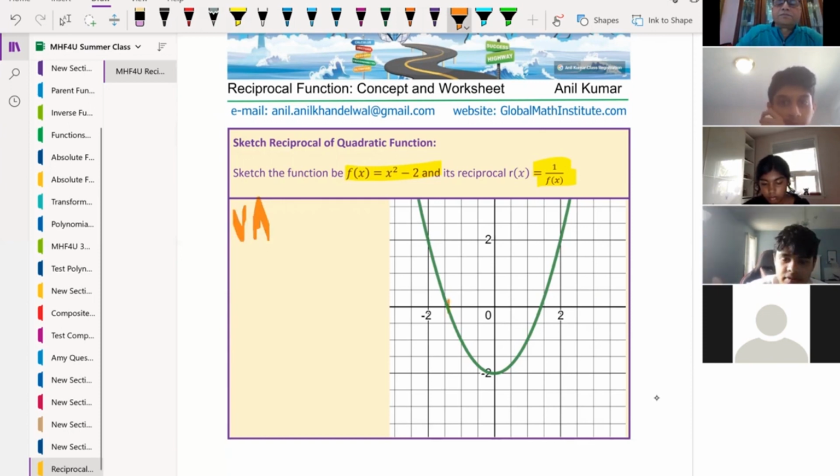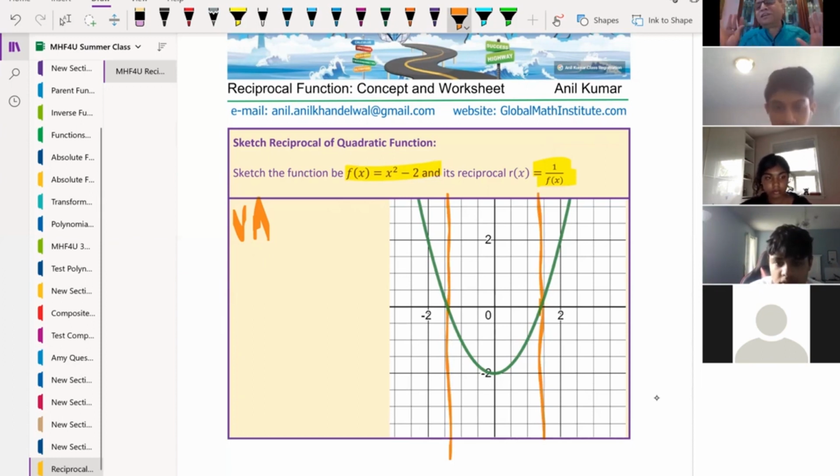Vertical asymptotes. So one would be on the left side, one would be on the right side. Is that what you're trying to do? So wherever the x-intercept was there, I'll mark that point, draw a vertical line. These are my vertical asymptotes. Clear, right? So simple, right? So horizontal asymptote.